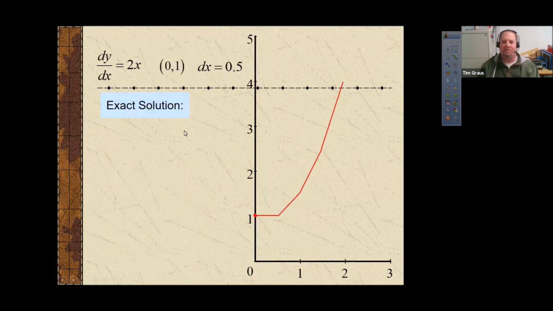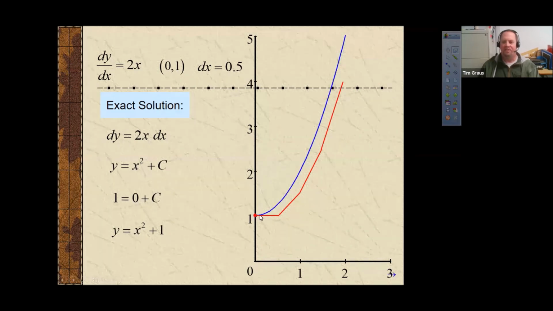Now let's compare that to the exact solution. We know that the antiderivative of 2x is x squared plus c. And with the initial values 0 and 1, we can plug those values in to find the constant value. The constant is 1. So my function is y equals x squared plus 1. Here's what the parabola x squared plus 1 looks like. And you can see that this red approximation graph follows it fairly closely.